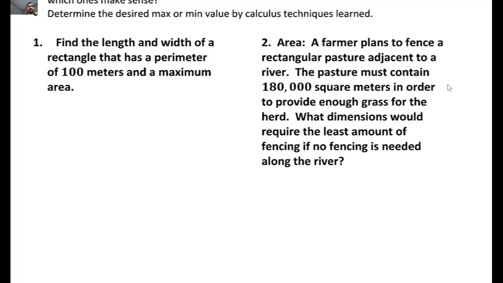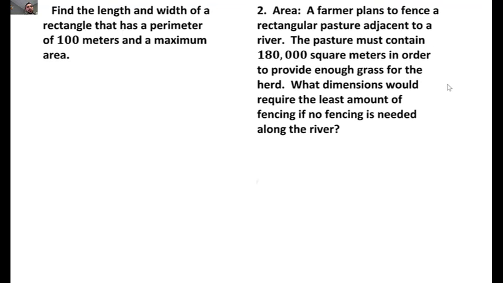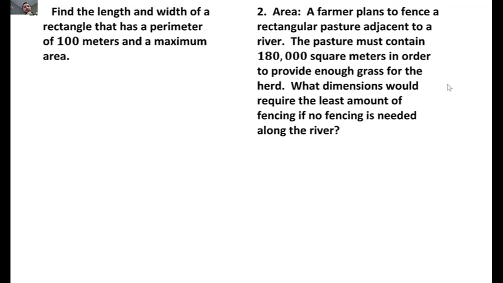Alright, so question number 1, as an example here: find the length and width of a rectangle that has a perimeter of 100 meters and a maximum area. My first clue said make a sketch if you can. So here's my rectangle, length and width, and I'm trying to maximize area. That's what we might refer to as our primary equation. Based on the shape, the area is going to be length times width.